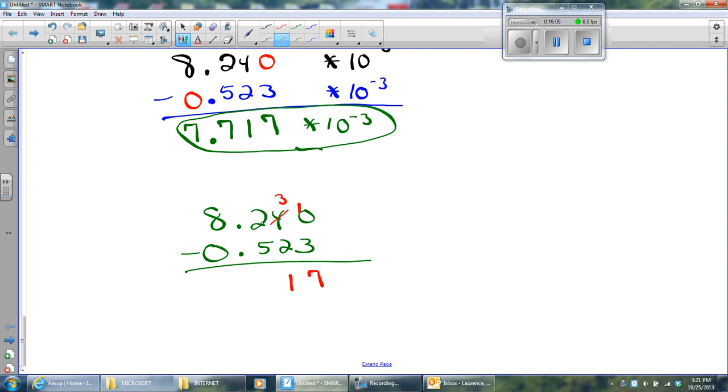Now I don't have enough tenths to take away 5 from, so I'll borrow 10 tenths from there, right? And so I'll have 12 tenths minus 5 tenths is 7 tenths, and then 7 minus 0 is 7. And of course it's times 10 to the negative third. And notice I get the same answer.